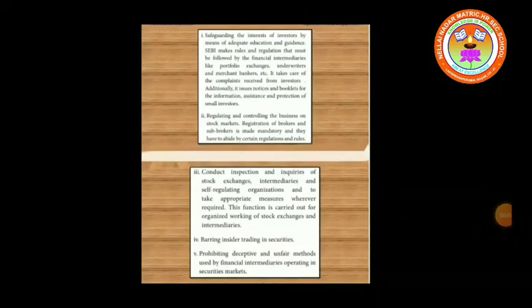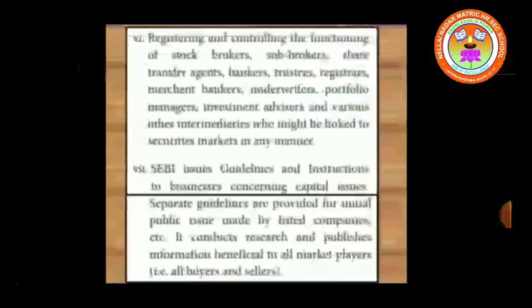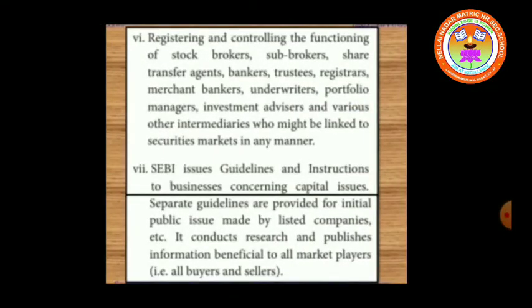Barring insider trading in securities. Prohibiting deceptive and unfair methods used by financial intermediaries operating in the securities market. Registering and controlling the functioning of stock brokers, sub-brokers, share transfer agents, bankers, trustees, registrars, merchant bankers, underwriters, portfolio managers, investment advisors and various other intermediaries who might be linked to the securities market in any manner.